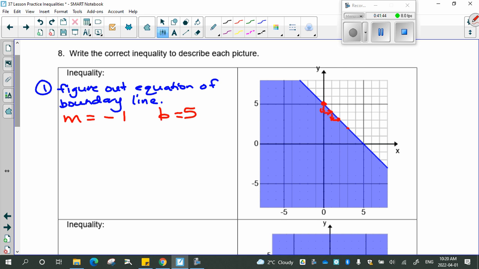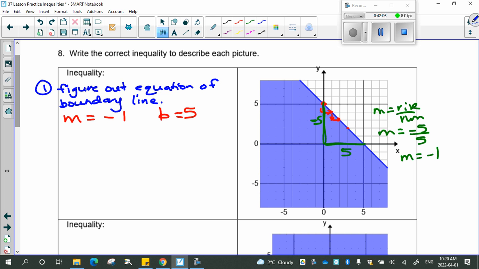Okay? Or you can draw a big right triangle if you want, like this, where your rise is negative 5 and your run is positive 5. Slope is rise over run. Slope is negative 1. Okay?